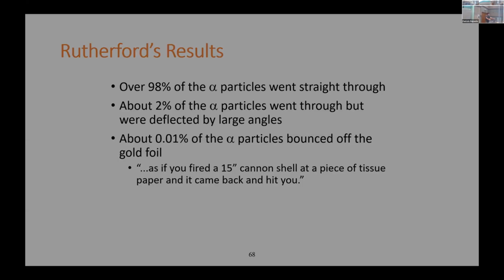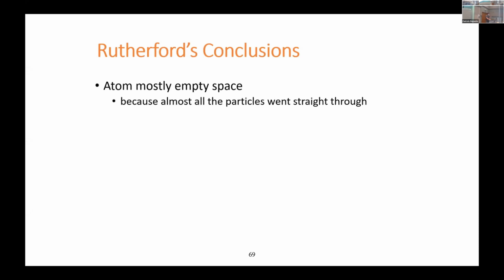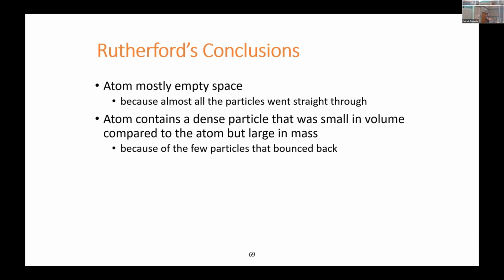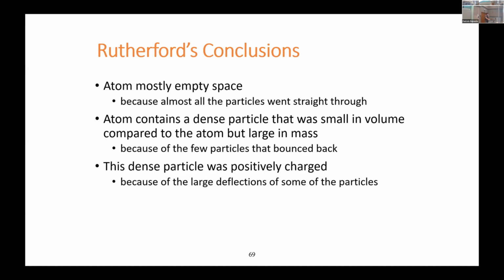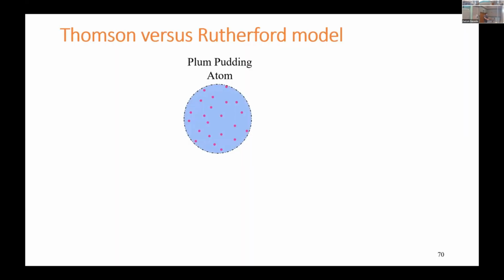So his conclusions were that atoms are mostly empty space because most of them went through. Atoms contain dense particles that are small in volume compared to the atom, but large in mass, which is the very small, dense nucleus. And the dense particles were positively charged because of the deflection angles. And they figured that out as well. So that means he was like, all right, no more plum pudding, you're wrong.